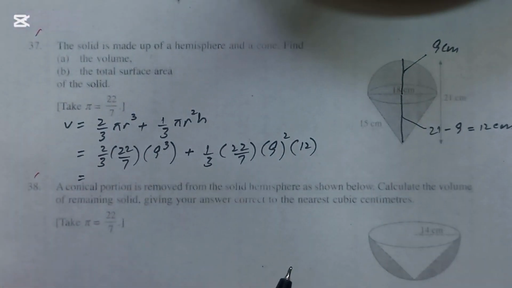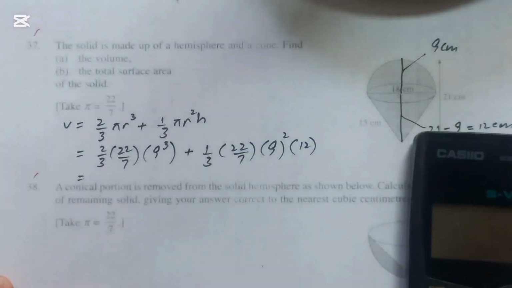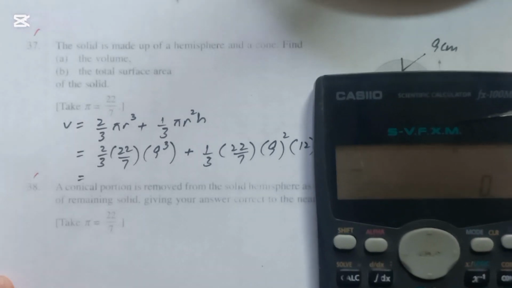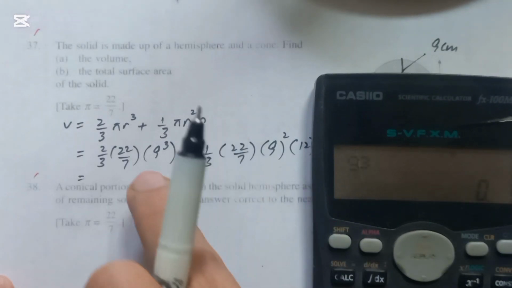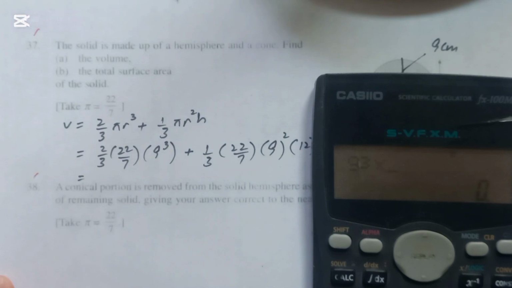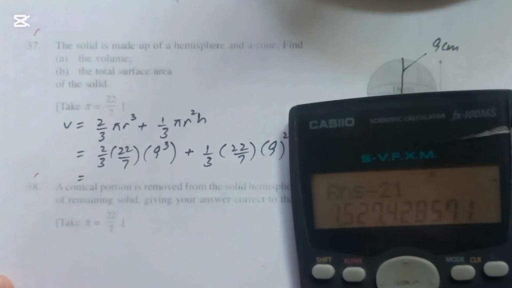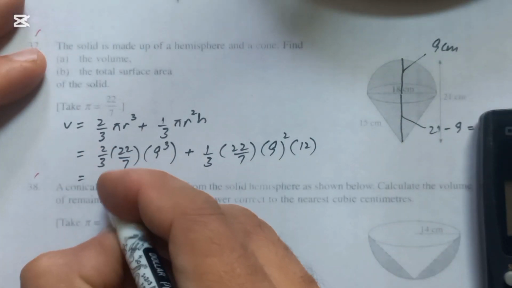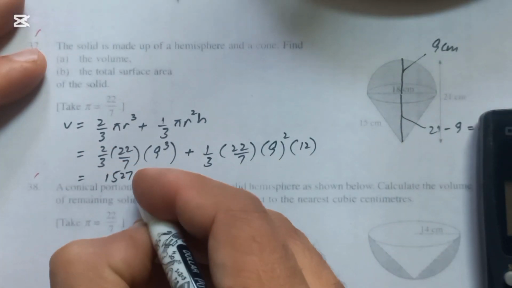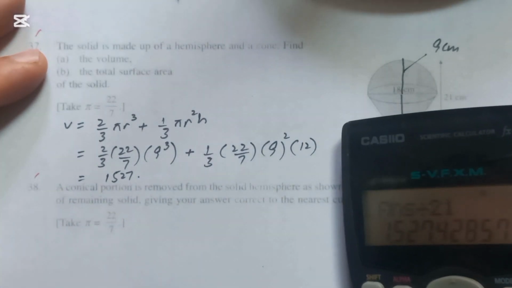So use the calculator now. 9 cube multiplied by 22 multiplied by 2, equal, divided by 21. This is 1527.43.